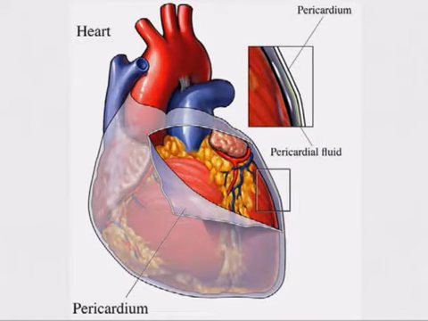And outside, you can see the heart is covered with a double-walled membrane, and this membrane is called the pericardium. The space between the pericardial membranes we call the pericardial space, and it is filled with a fluid called pericardial fluid. What is the function of this pericardial fluid? It will protect your heart from shock.